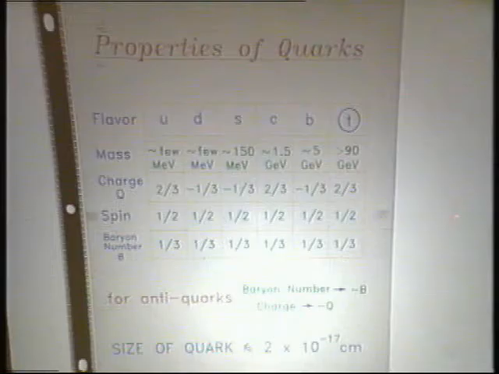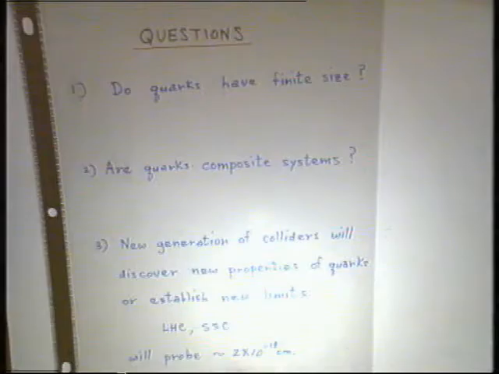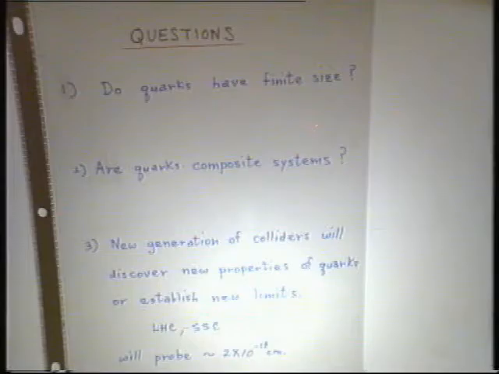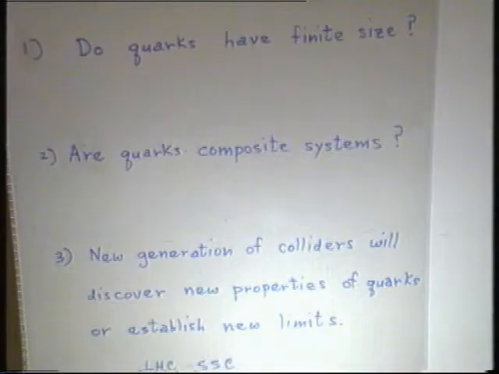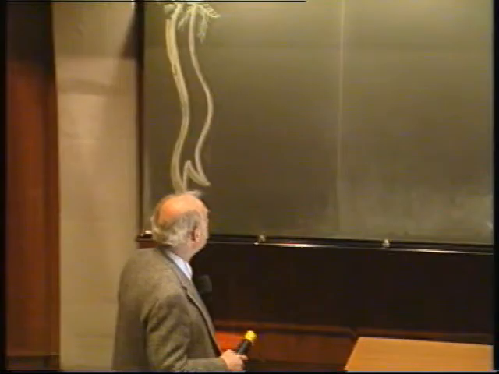And what are the open questions about quarks? Do quarks have a finite size? Possibly. We don't know. Certainly it has to be smaller than what we've measured. Are quarks composite systems? Because of the great range of masses, people have speculated that maybe quarks are excited states of something more fundamental inside. We don't know. At any rate, there's a new generation of colliders which will discover new properties of quarks or establish new limits, LHC and SSC.